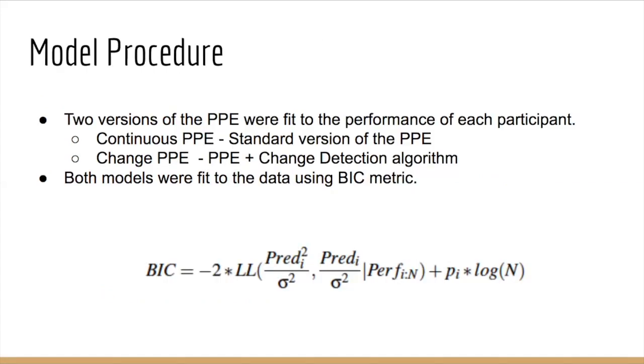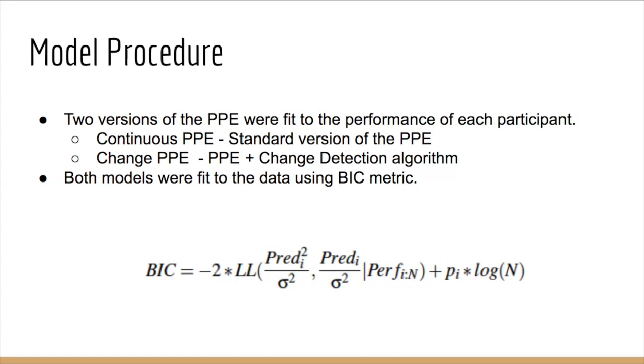and performance was measured by the number of correct gameplays per trial. Two different versions of the PP were both fit to each participant's performance. The continuous PP estimated 6 free parameters for the participant's entire performance history, while the change PP used a standard PP as well as a change detection algorithm to fit to the participant's performance using a genetic algorithm. Each model was fit by attempting to minimize BIC.